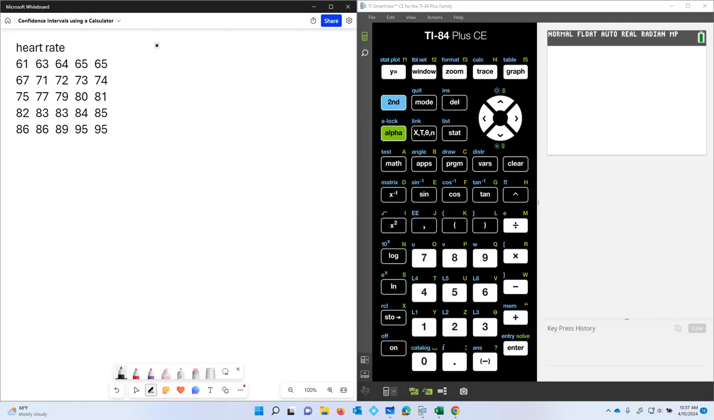Hello, in this video I want to look at finding a confidence interval using a calculator. Notice that on the left hand side we have the heart rates of 25 individuals, which in this case were students. Let's suppose that we want to find a 90% confidence interval for this data. So we have to input all of the data into our calculator manually.